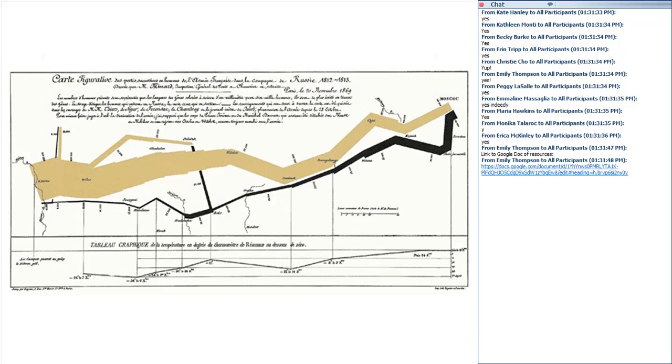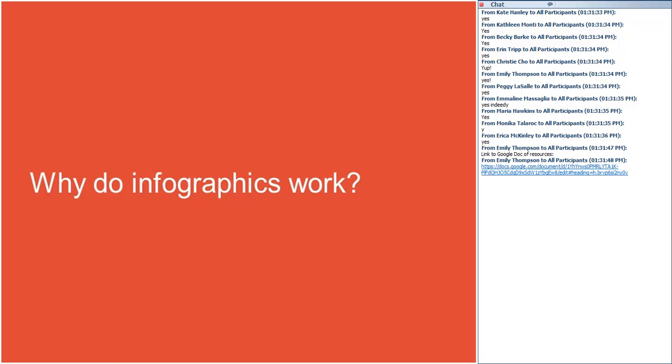So why are infographics so effective? I like this quote from art critic John Berger, and he says, "Seeing comes before words. The child looks and recognizes before it can speak." So why is this relevant?